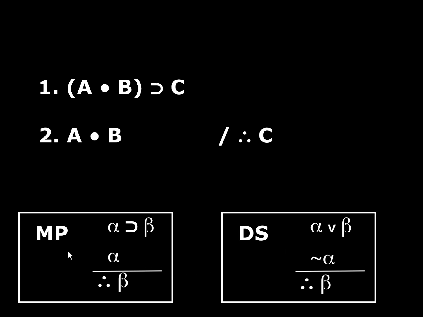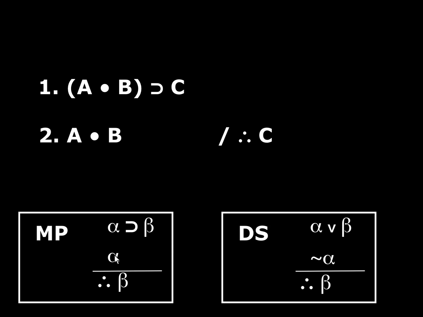What about modus ponens? Can we use that one? Well, modus ponens says we need two pieces. We need a conditional and we need the antecedent of that conditional. And you can see we have that. Line 1 is a conditional: if A and B, then C. And line 2 is the antecedent, right? The antecedent of this is A and B, and sure enough, we have that antecedent on a line by itself. So we have the parts that modus ponens says we need.